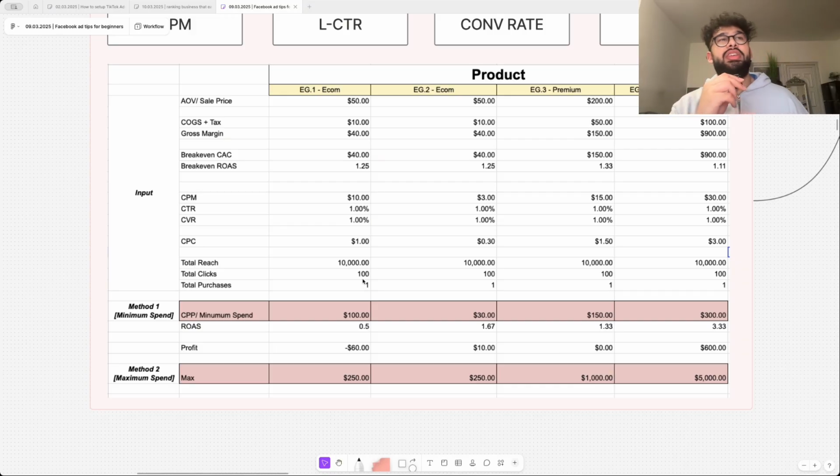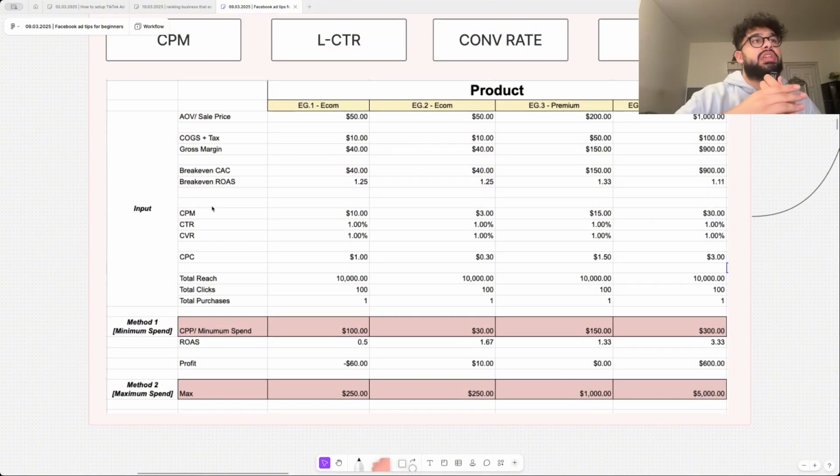So always assume that you need to have reached at least 10,000 people. If you've only reached 1,000 people, it's not good enough unless you've got a really high converting product. So that's your minimum reach you'd want to get to, okay? And that's why CPM matters, because if we need to reach at least 10,000 people, that means I'll need to spend at least $100, right? And that's why it automatically works it out for you.